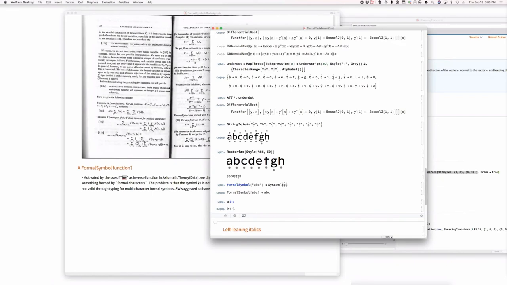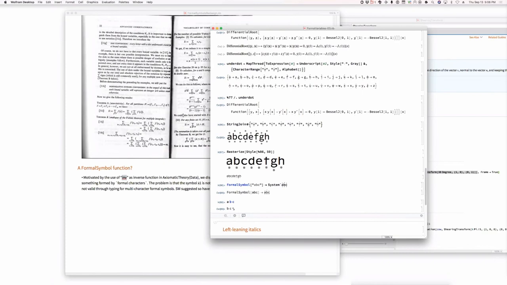Wait a minute. In later sessions, you're saying it won't go into the system context. That's the problem. Right, unless you reevaluate formal symbol of ABC. Yeah, I understand. And it would have the same properties as the current formal symbol. You couldn't make assignments to it? Sure, but as you're pointing out, you'd have to predefine it that way.